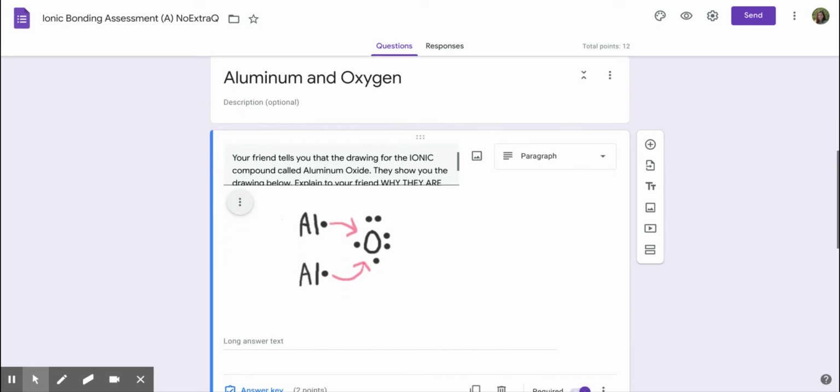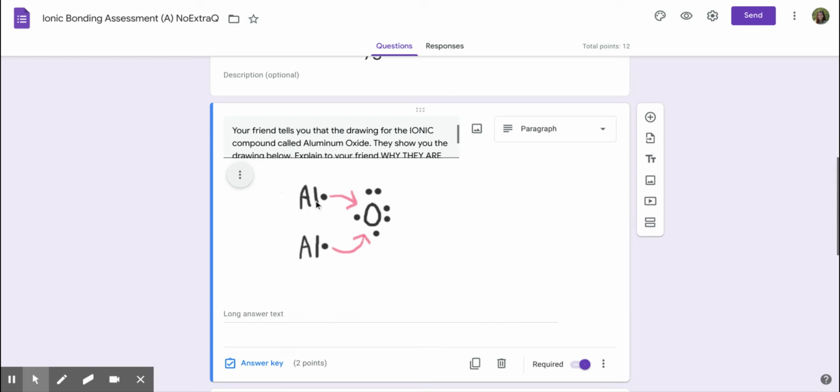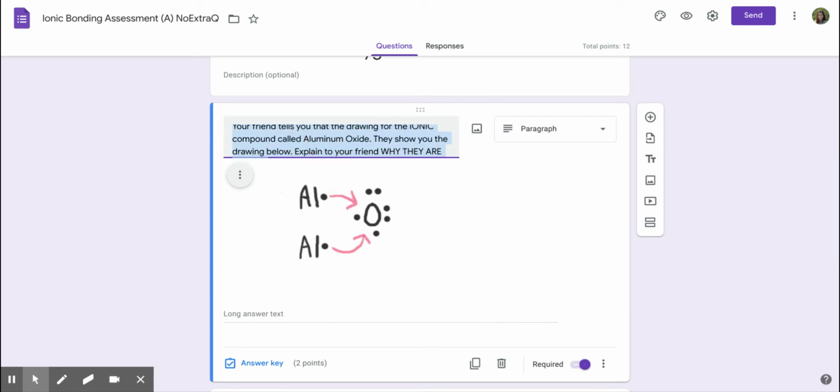Our first section is talking about aluminum and oxygen. It says, your friend tells you that the drawing for the ionic compound called aluminum oxide. They show you the drawing below. Explain to your friend why they are wrong. Okay. So we don't want "they're wrong," right? We want an explanation, a good, detailed 2 points worth of explanation as to why this drawing is wrong.